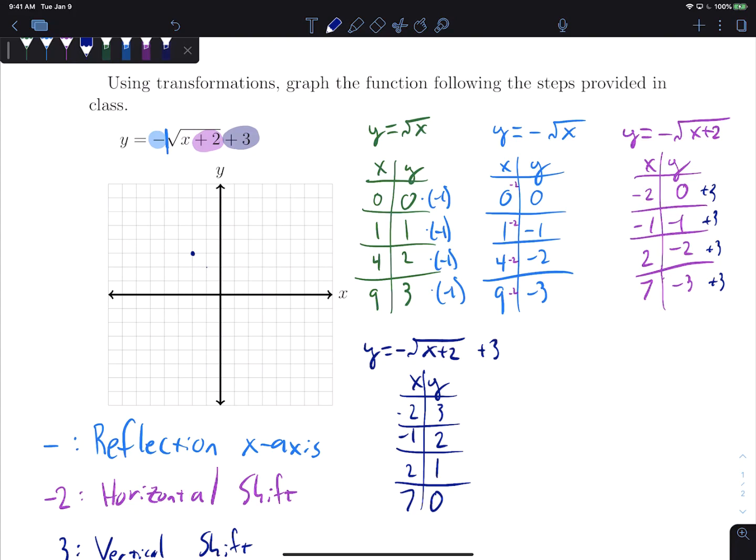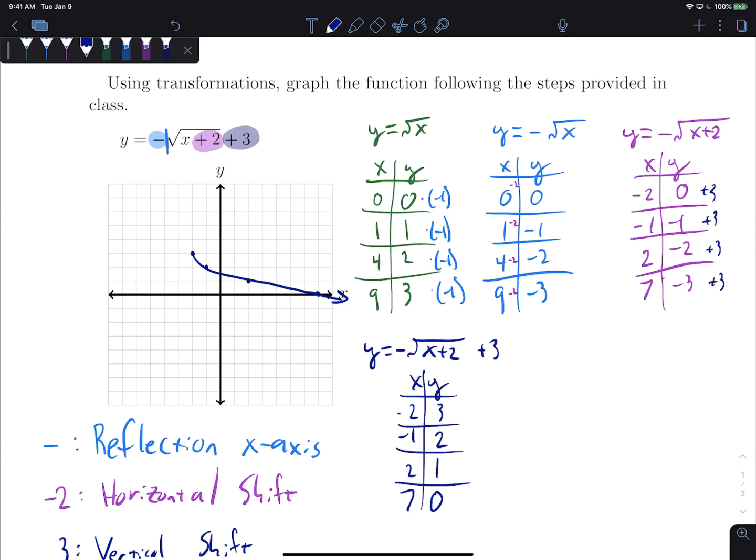Negative 1, positive 2, 2, 1, and 7, 0. There we go. Notice, though, that this is always the beginning, and it's going towards this way. So if we were to look at this, we start here and go towards the rest of these. And that's what the graph is going to look like.